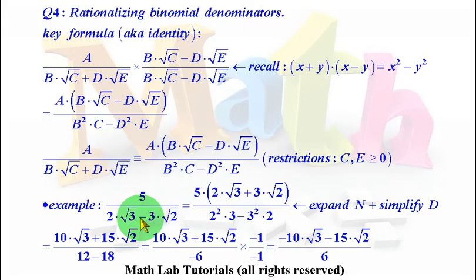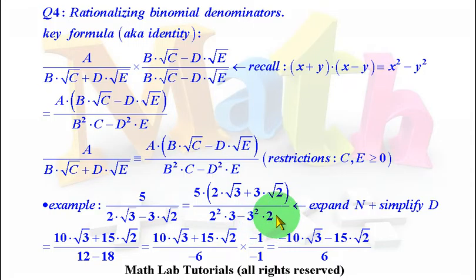The conjugate of the denominator is just 2 root 3 plus 3 root 2, no problem. And then the new denominator becomes b squared c minus d squared e. So it becomes 2 squared times 3 minus 3 squared times 2. And voila, the denominator is radical-free.